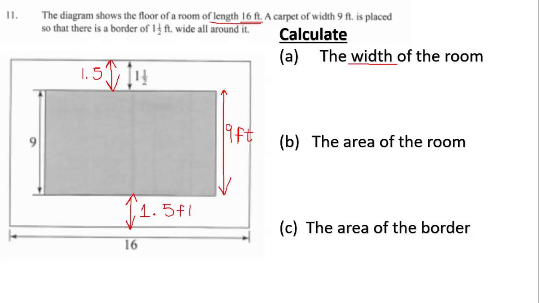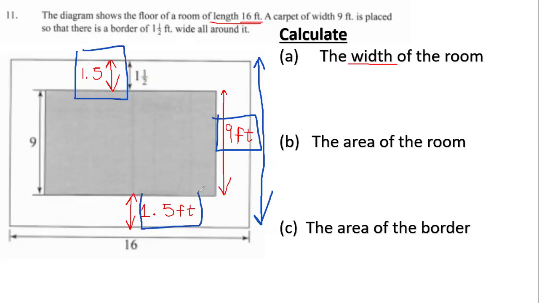16 times 9. Oh, what is the width? The width is 9 plus, no, 1.5 plus 1.5. Thank you. The width is all of this, right? So if the width is all of this, all we need to do is add the 1.5 with the 9 with the 1.5. And that should give us the length of this entire side. Does that make sense to y'all? Let me know if that makes sense.